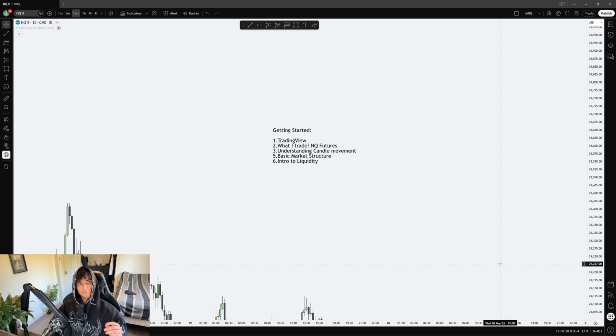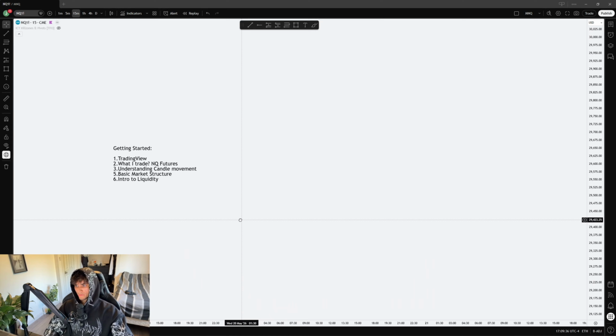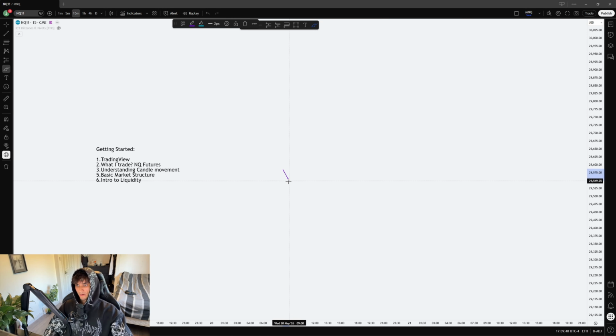All right, I'm going to simplify basic market structure so you can understand. Basically, the market moves in a couple different ways. We have a bullish market, which makes higher highs and lower lows. So it moves up. It's pretty easy to understand. Price is moving up in one direction.